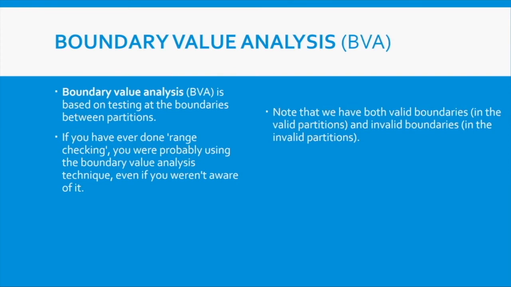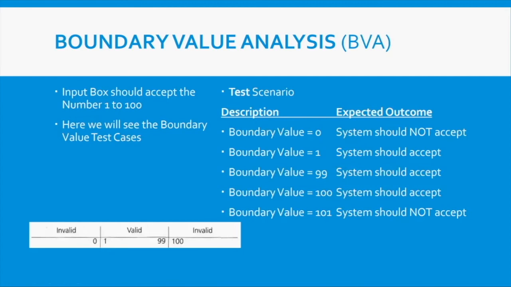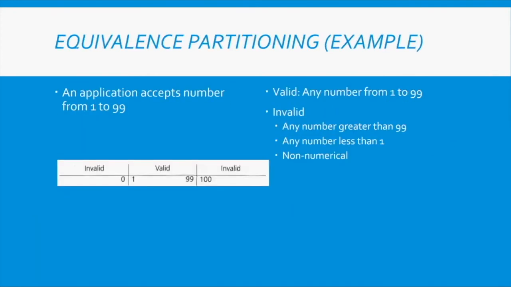Okay, so we continue from there. A good example is this. For this, let's say we have a text box that accepts numbers from 1 to 99, and we've done a similar one for equivalence partitioning. For equivalence partitioning, we only have partitions for the valid one and the invalid one. In this case, we can decide to take 5, 0, and 100. Those are the three test cases that we want in this instance.